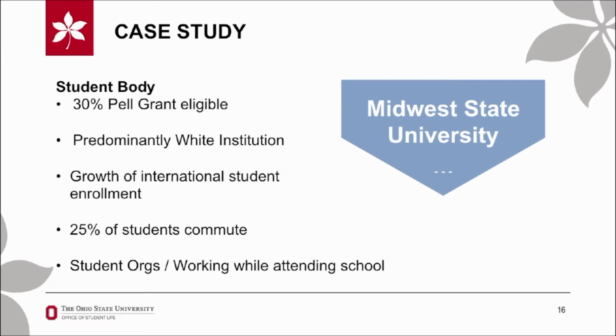Approximately 30% of students are eligible for Pell Grants, meaning these students have a demonstrated financial need. The student body is predominantly white, and 35% identify as students of color. Over the past 10 years, Midwest State has seen a dramatic increase in international students. And finally, roughly a quarter of students commute to school each day. Half are involved in at least one student organization, and 70% of students either work part-time or are looking to work part-time while attending school.